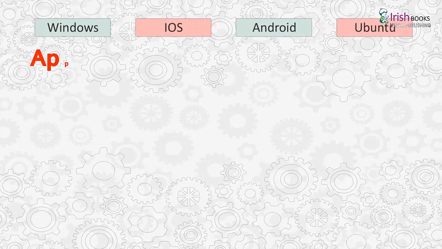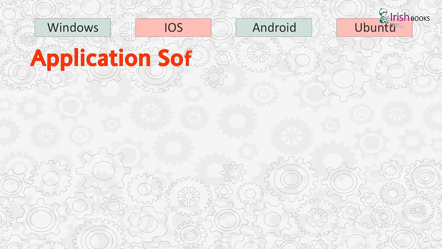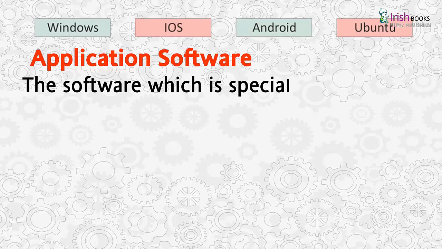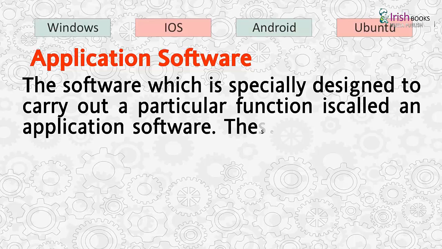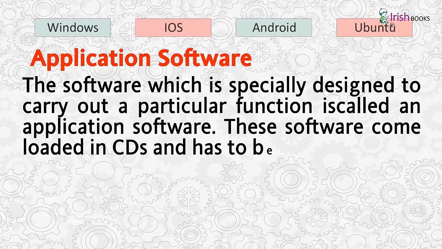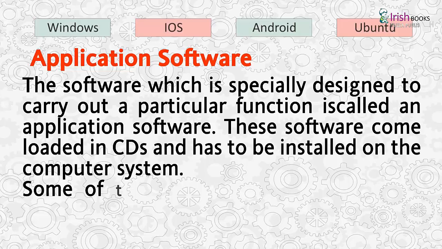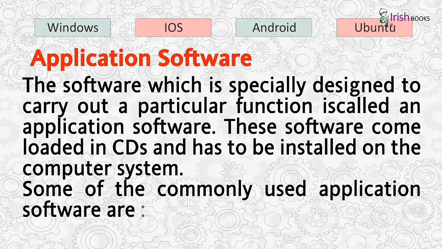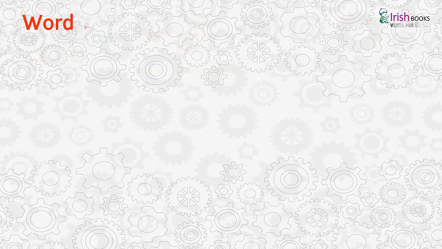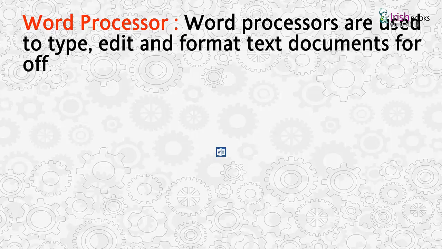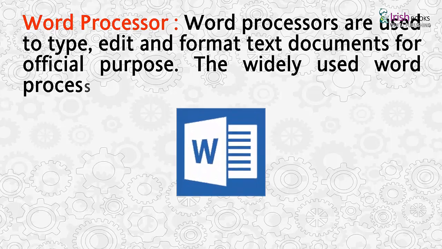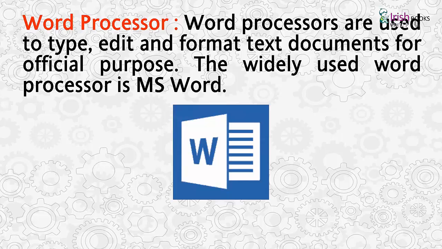Application software. The software which is specially designed to carry out a particular function is called application software. These software come loaded in CDs and have to be installed on the computer system. Some of the commonly used application software are word processor. Word processors are used to type, edit and format text documents for official purpose. The widely used word processor is MS Word.